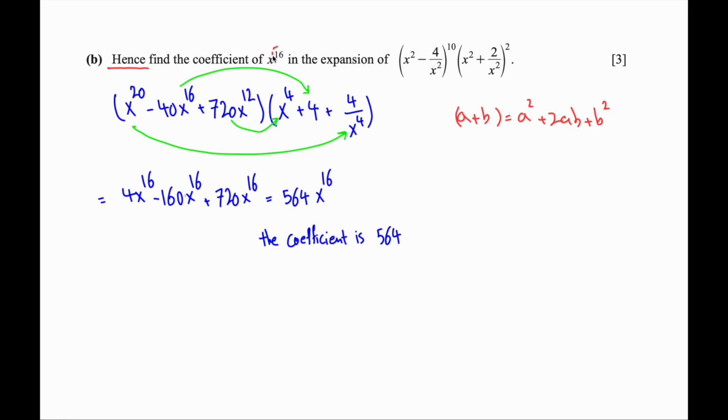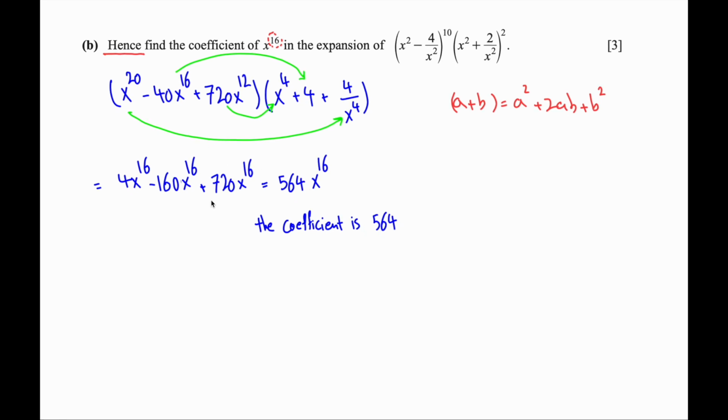And then you have to ask yourself, how can I get x to the power of 16? So this is quite a delicate task, and this is where the students might make the mistake and miss one term out. So how can I get x to the power of 16? Well, I got x to the power of 20 here. Multiplying that by this guy or here will not reduce the power. However, when I multiply it to this guy, the power drops to 16, as you can see here. And then also when I take the middle term and multiply it by this guy, I get x to the power of 16 as well.